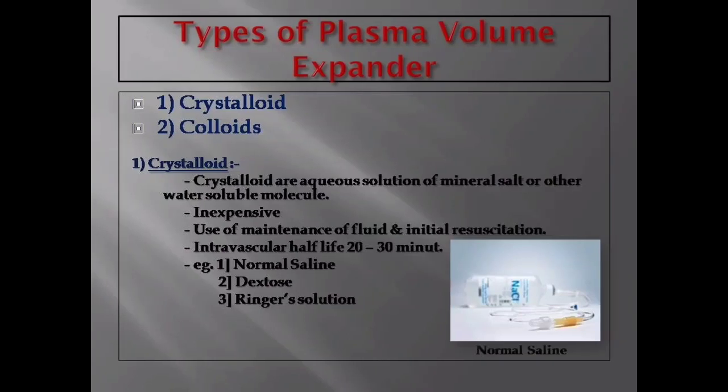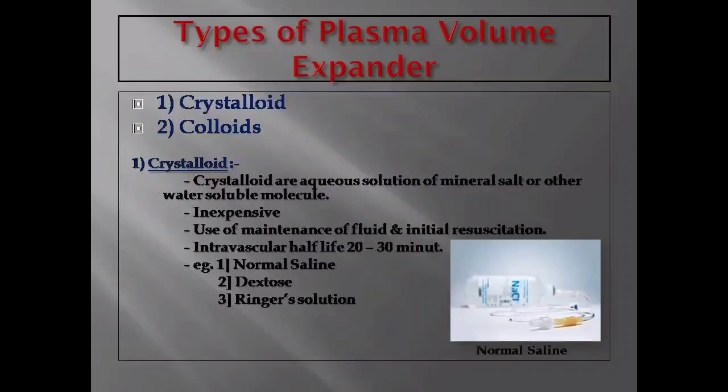Then types of plasma volume expander. There are two types of plasma volume expander, that is crystalloid and colloid. First one, crystalloid. Crystalloids are aqueous solutions of mineral salts or other water-soluble molecules. They are inexpensive. They are used for maintenance of fluid and initial resuscitation. Intravascular half-life is 20 to 30 minutes.